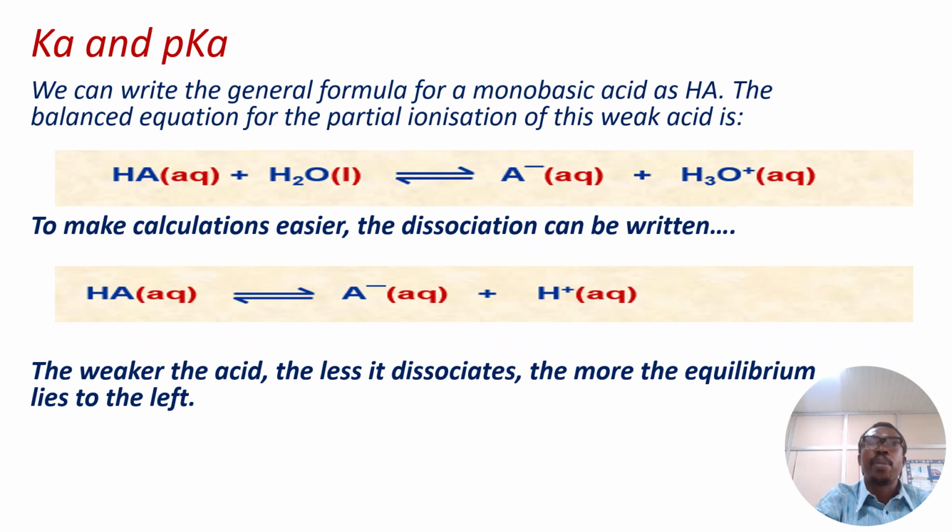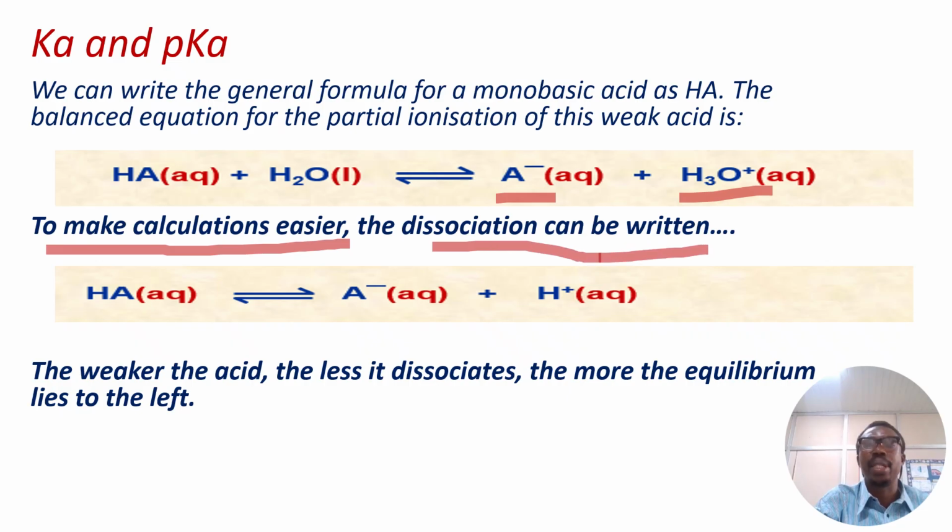Still on Ka and pKa, we can write the general formula for a monobasic acid as HA. We have thousands of monobasic acids: ethanoic acid, propanoic acid, butanoic acid. So we use the general formula for a monobasic organic acid. In the balanced equation for the partial ionization of this weak acid, when it dissociates in water, it dissociates partially to give you alkanoic ion and hydroxonium ion. To make calculation easier, the dissociation can be written as HA dissociating to give you alkanoic ion and hydrogen ion.